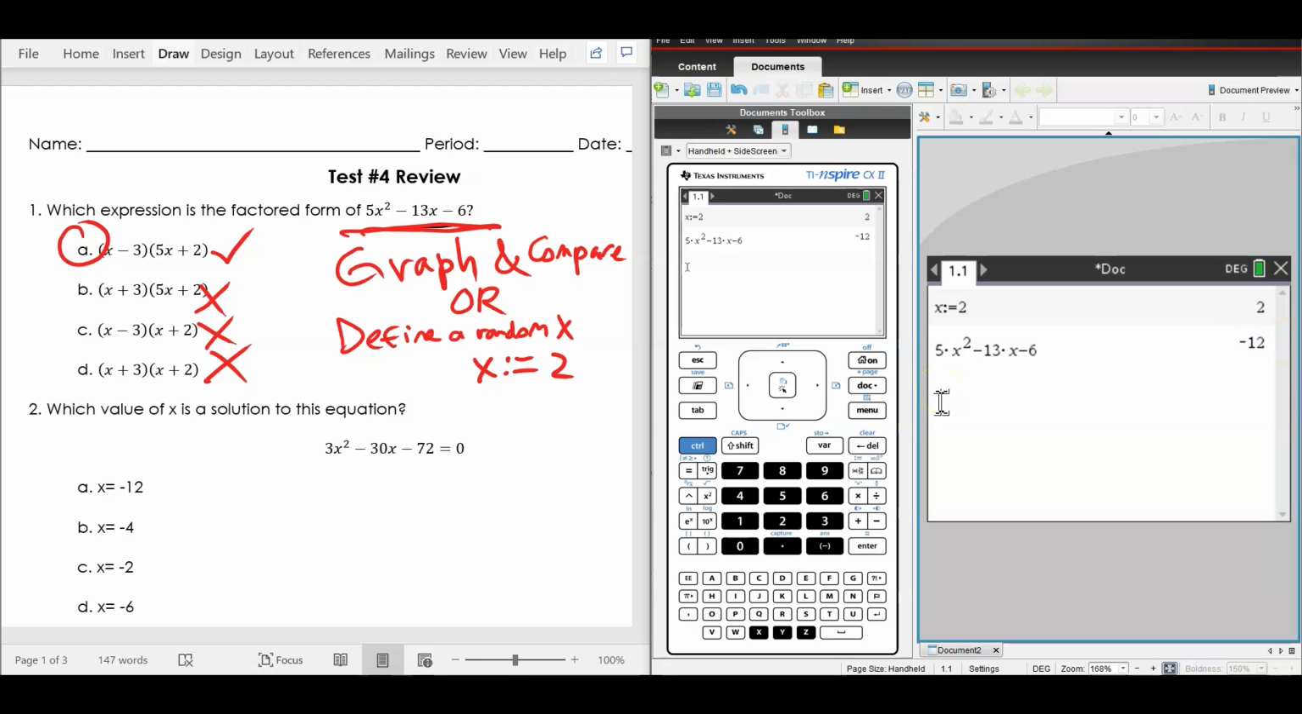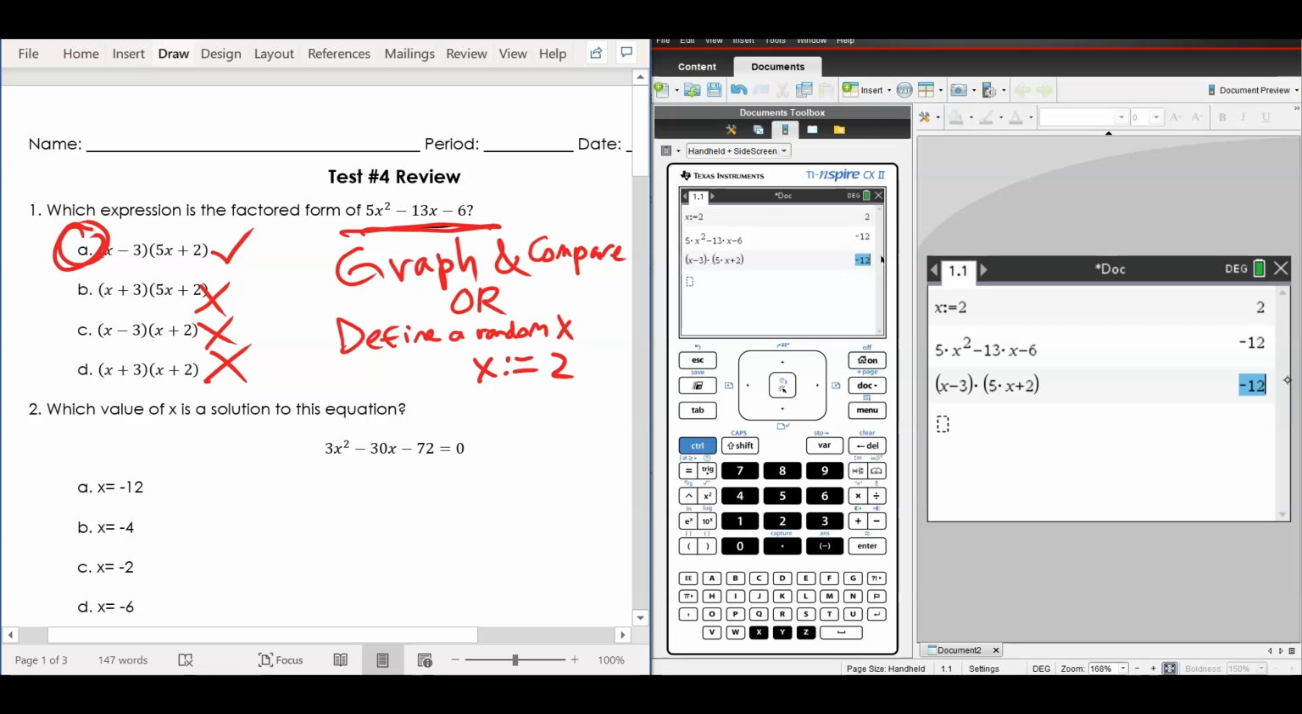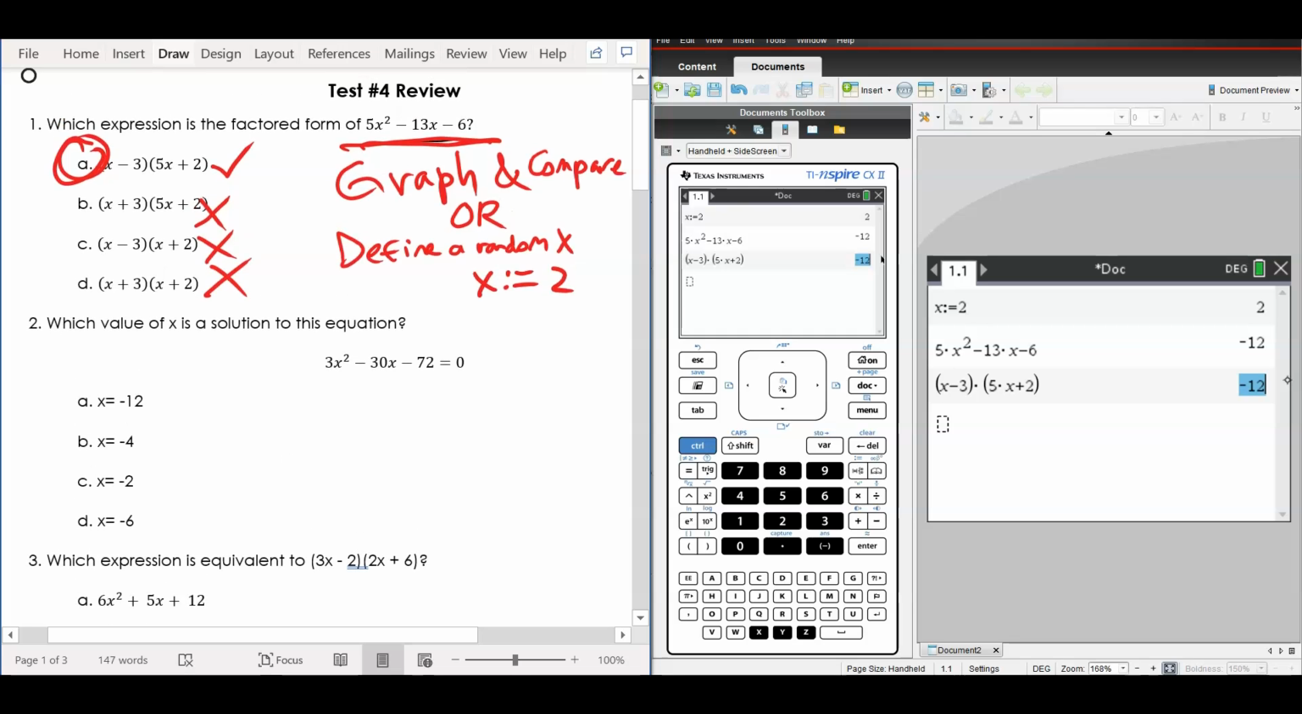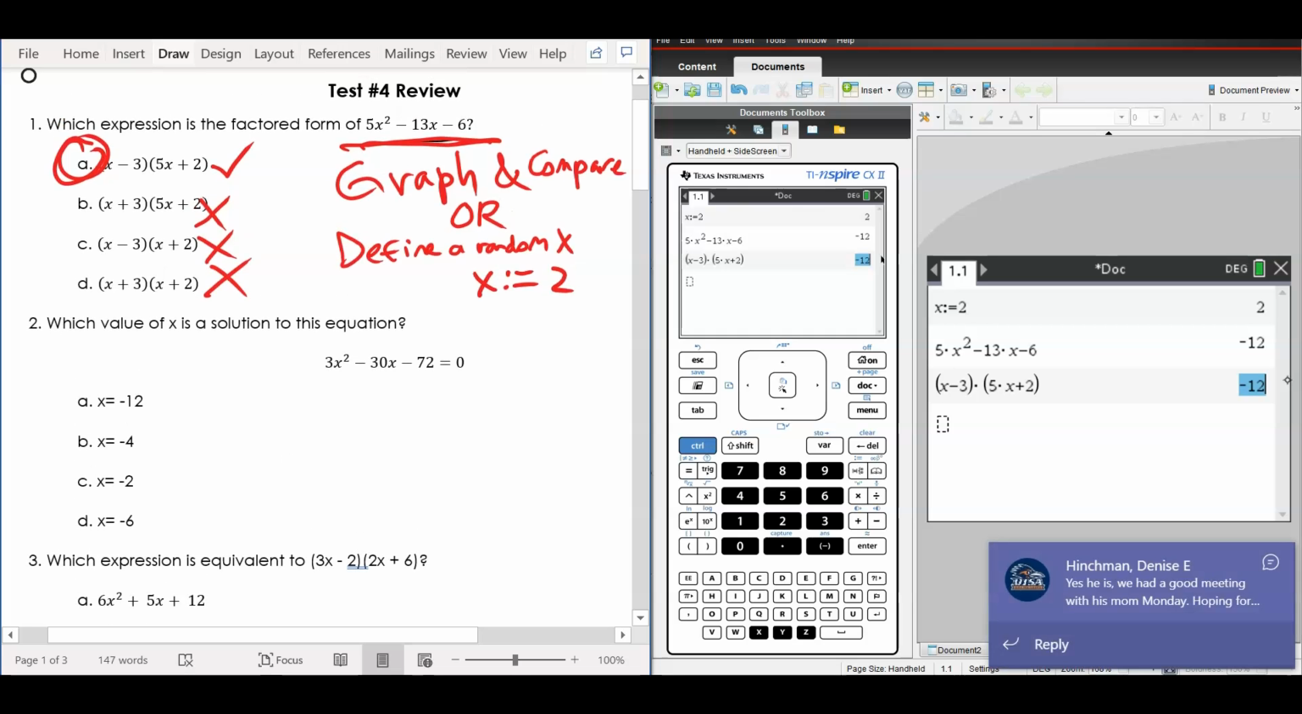So let's type in A, x minus 3, 5x plus 2. So they gave me the same y value, or the output value. Again, A is the answer. So you either graph and compare, or you define a random x and see which one gives you the same output.